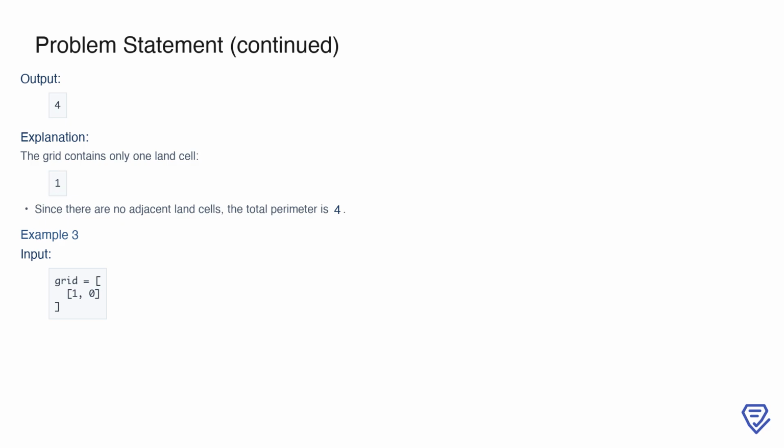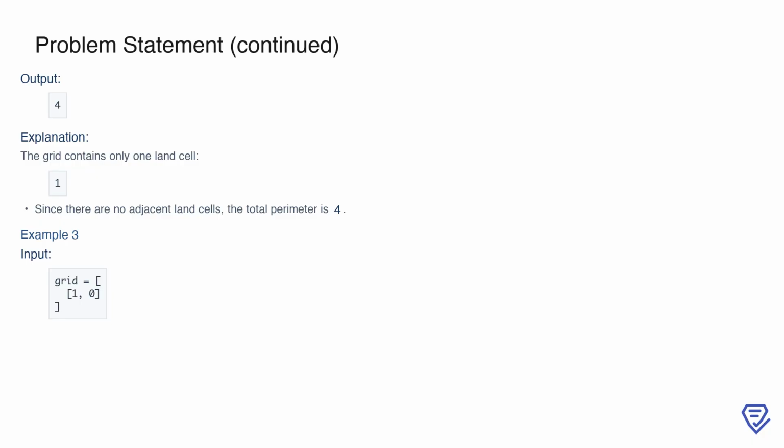In the second example, the input grid is a single-cell grid, 1. Here, the island consists of only one land cell, and since it has no adjacent land cells, it contributes the full 4 to the perimeter. The output is therefore 4. This case highlights how a single isolated land cell behaves in terms of perimeter calculation, as there are no shared edges to adjust for.